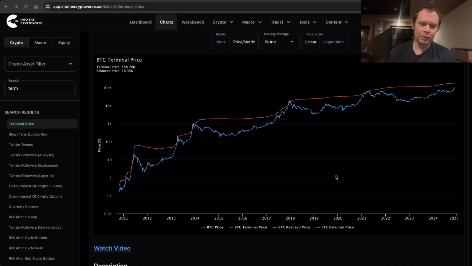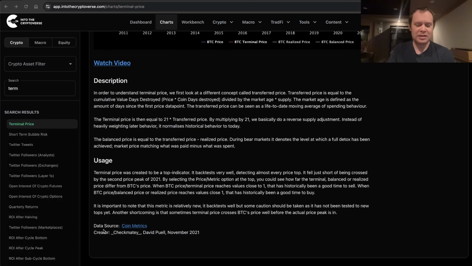So, before we talk too much about the indicator and defining what it means, as always, we have to give credit where credit is due. It's an important thing to do when you're talking about an indicator, especially one that is not yours. This indicator was created by Checkmatey and David Puel in November of 2021, it appears.